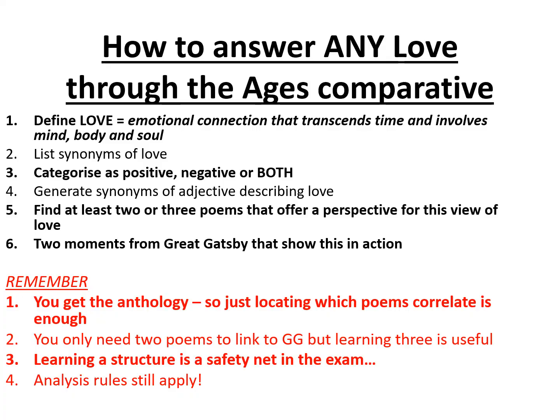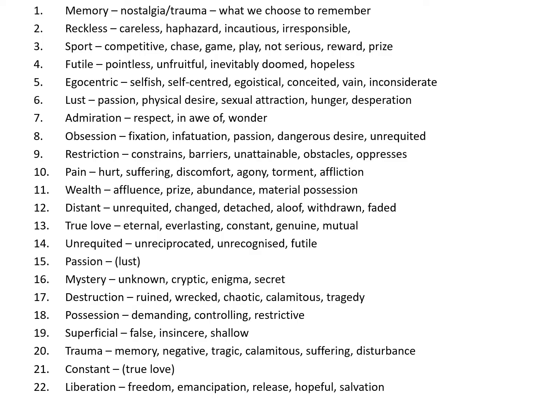And as ever, this is an analytical subject, so obviously the analysis rules still apply, as I'll share with you in a moment. So as promised, here are my broad parameters of what love is. For example, love is a memory, love is reckless, love is a sport, love is futile, love is egocentric, love is lust. Interesting, there's so many here. I've got 22 to be precise. And then I have a series of synonyms that help me broadly think of other connections that come from the word linked to love. Now, the joy of having all this here is that it's easy to then make connections to the poems, and I'll show you how that works in a moment.